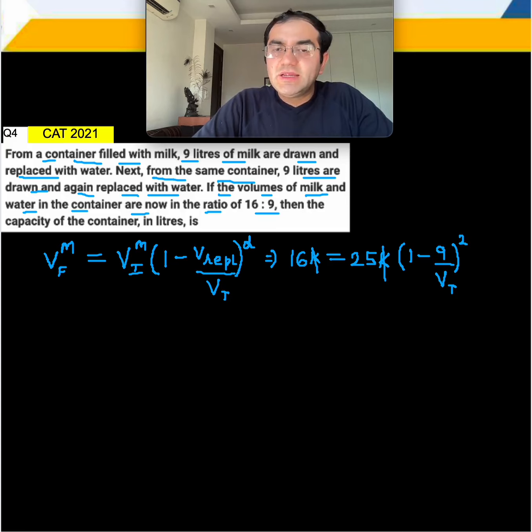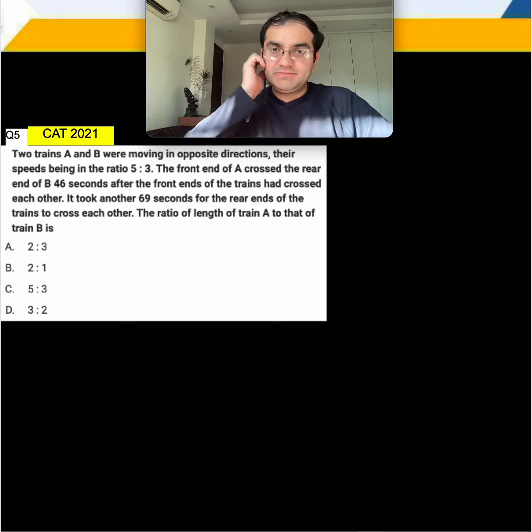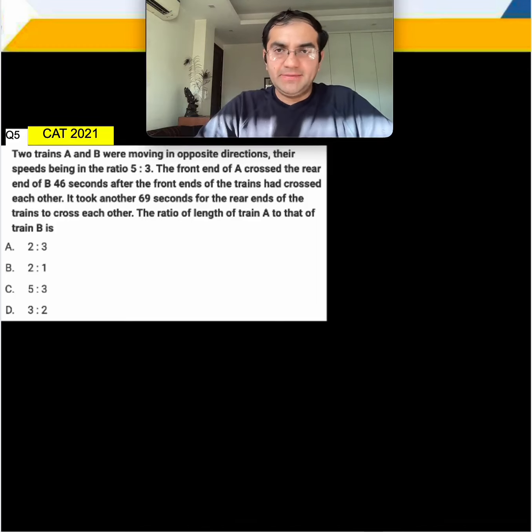K gets cancelled. I am going to take square root on both the sides. And then 4 and 5 will come down, cross multiply. 4 by 5 is 1 minus 9 upon Vt, and calculate Vt. 1 minus 4 by 5 is 1 by 5, and 5 into 9 becomes 45. Vt is 45, the right answer for question number 4. Straightforward question. It's a nice question for an exam and a little difficult, although the solving is very easy.